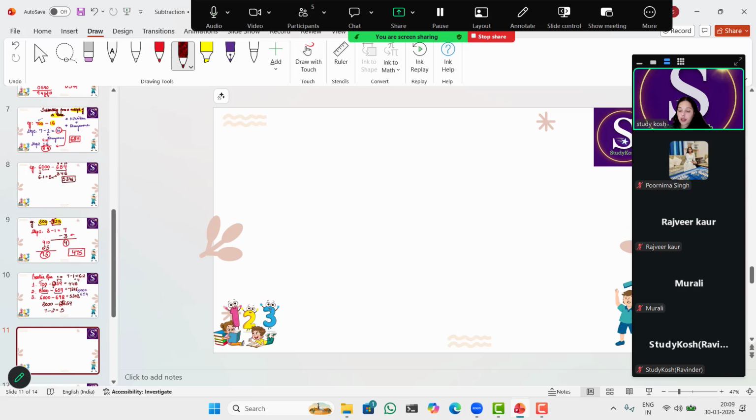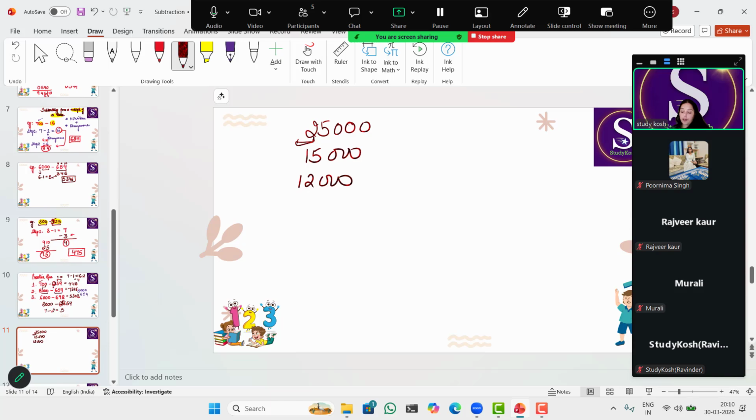Here we have 15,000 minus 5412. To get the first digit of the answer, firstly what we need to do, we'll see here we have 15 and we have three zeros, and here we have 5412.